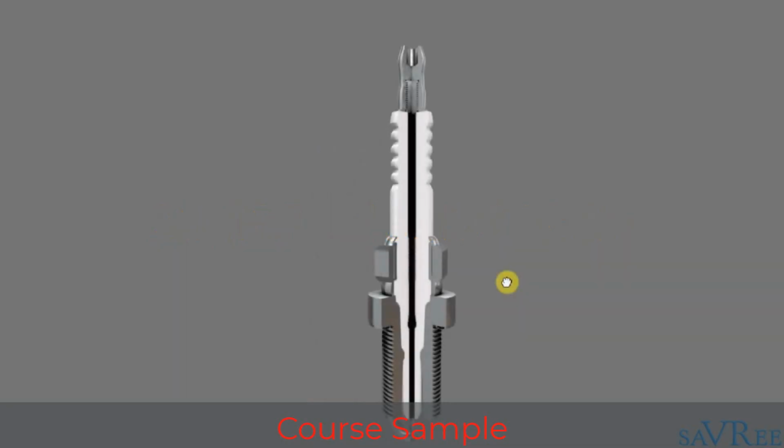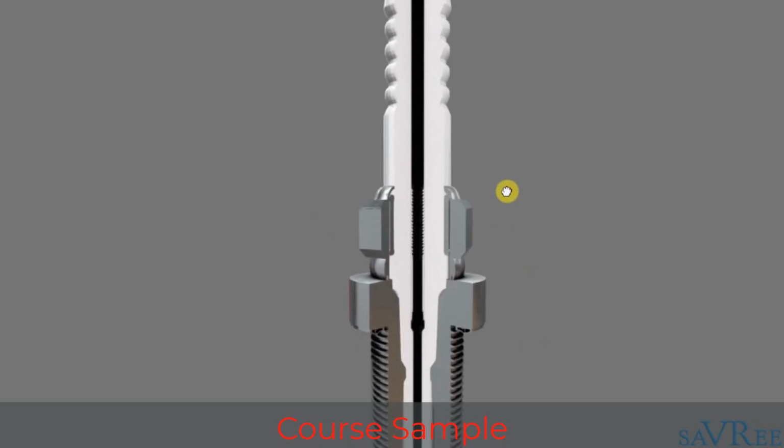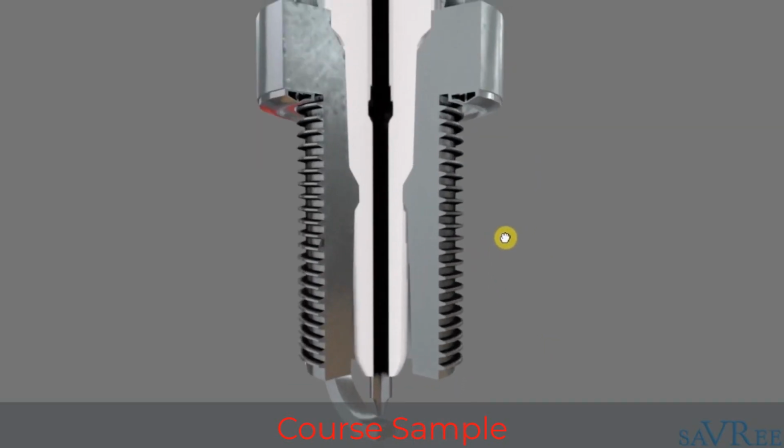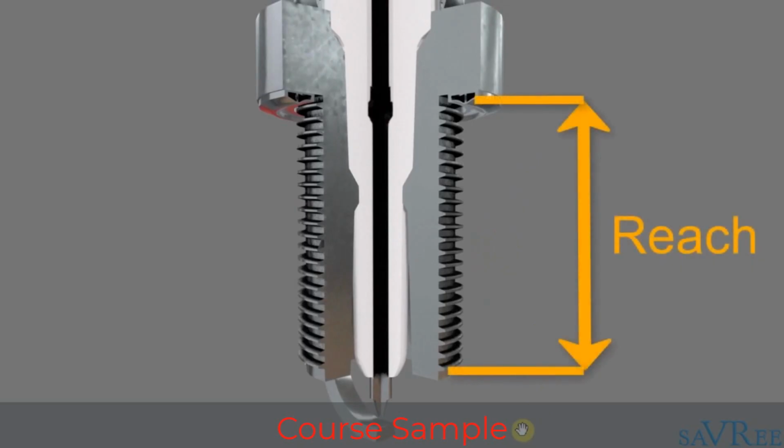You may hear people talk about spark plug reach. The spark plug reach is actually the distance from the lowest part of the thread on the spark plug up to roughly where the washer is as indicated now.